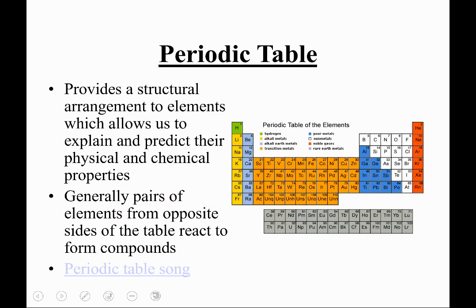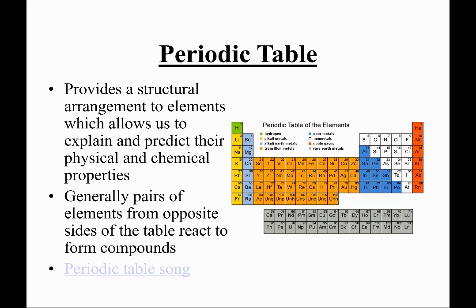What the table is, it provides an arrangement to elements which allows us to explain and predict their physical and chemical properties. So what happened was when they discovered a number of elements, which they decided were elements because they couldn't break them down any further, we're talking hundreds of years ago here. Just Google image a picture of Dmitry Mendeleev, and he's the guy that came up with what is now the modern periodic table.